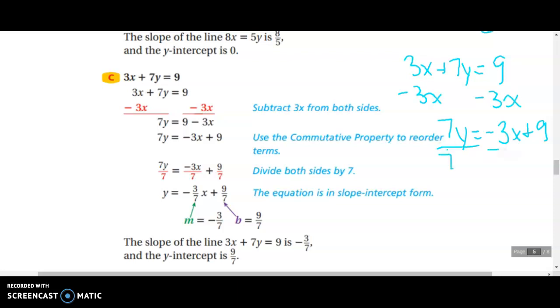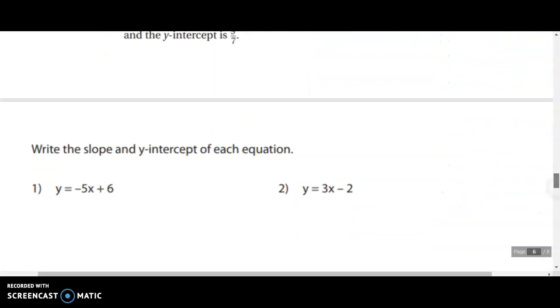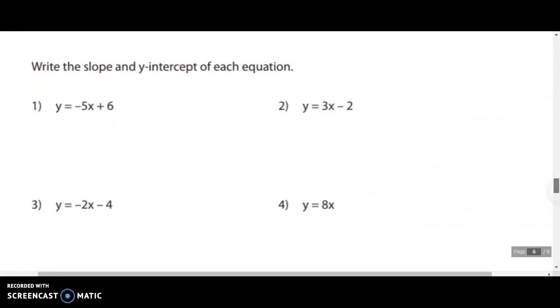And then you divide by 7. When you divide by 7, every single term gets divided by 7. And we get y equals negative 3/7 x plus 9/7. Don't worry about that. We're typically not going to work with y-intercepts that are crazy like that, but here we have a slope of negative 3/7 and a y-intercept of 9/7.